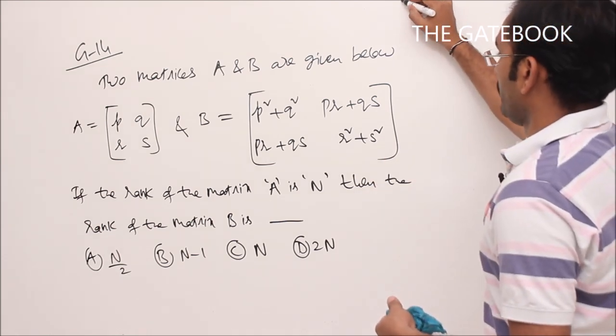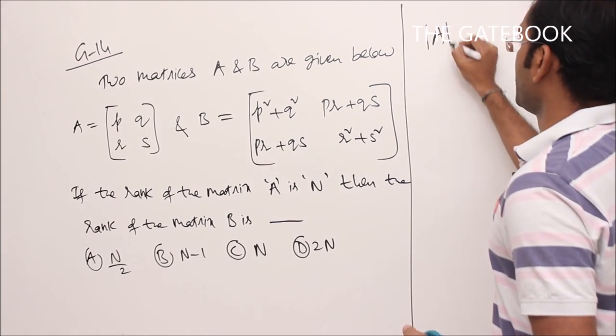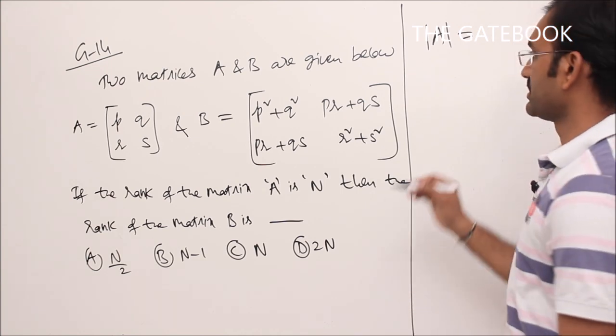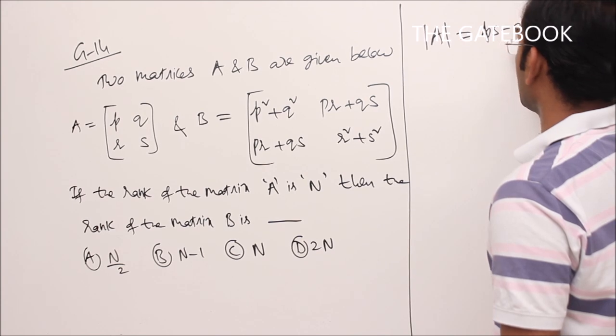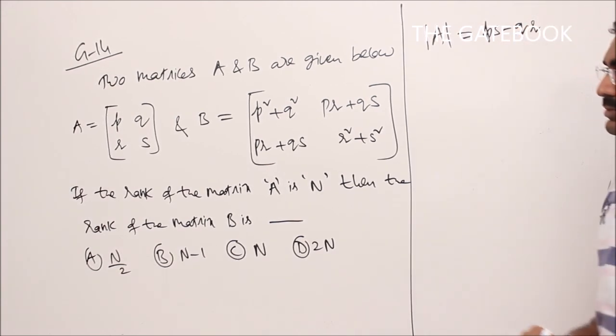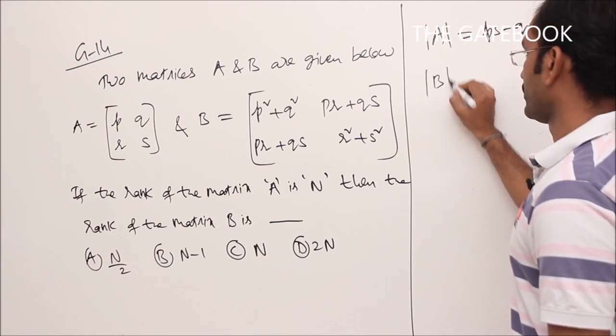See, we can do this problem like this. First find the determinant of that matrix. Det A is equal to PS minus QR. PS minus QR. Next, finding det B.